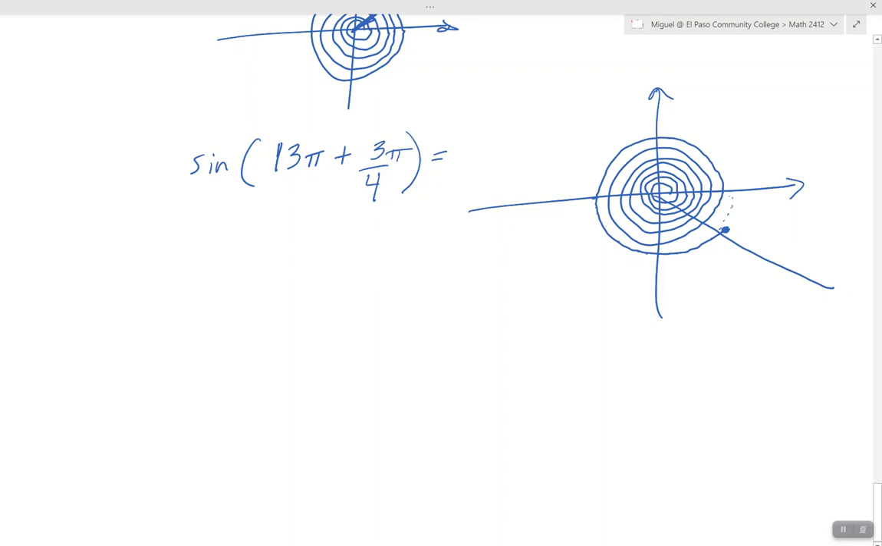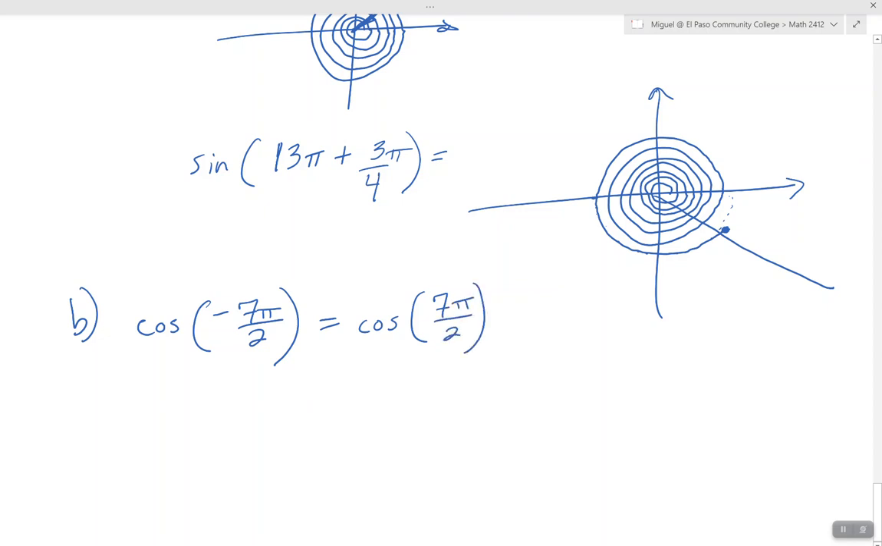Let's try B. B is a cosine of negative 7 pi over 2. What can we change this to? First of all, is cosine even or odd? Even, good. Even means that we can drop the negative sign, right? So we can just work with positive 7 pi over 2.